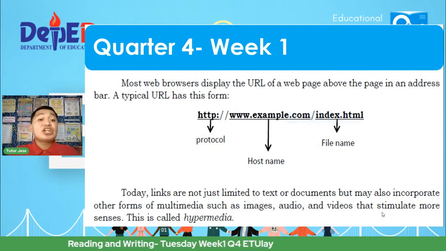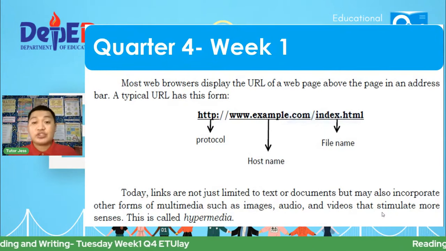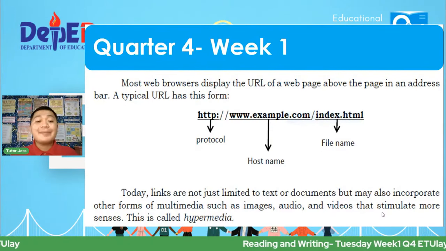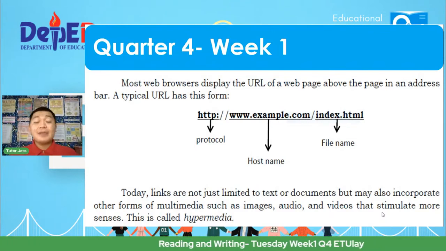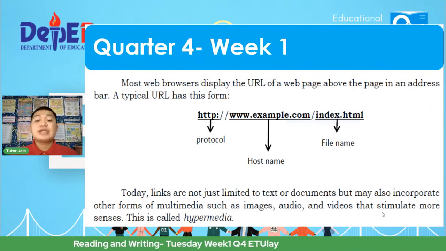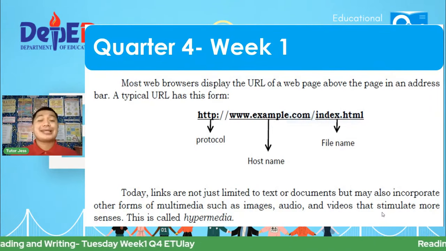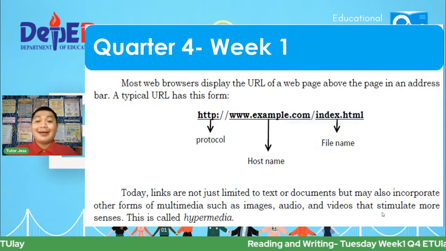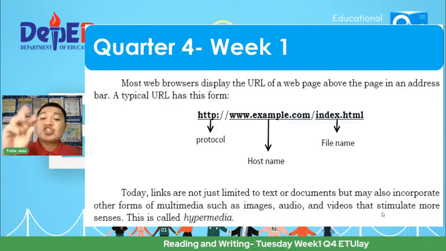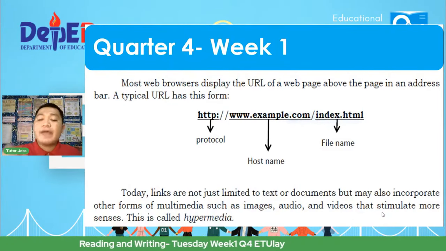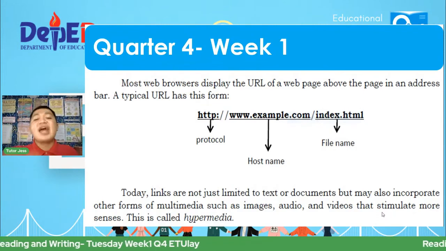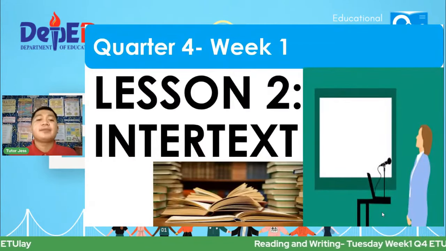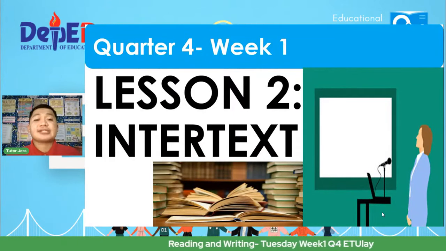Today, links are not just limited to text or documents, but may also incorporate other forms of multimedia, such as images, audio, and videos that stimulate more senses. This is called hypermedia. Okay, if it touches images, audios, and videos to stimulate more senses, these are all hypermedia. Now, let's proceed.